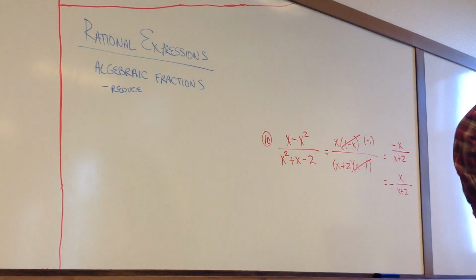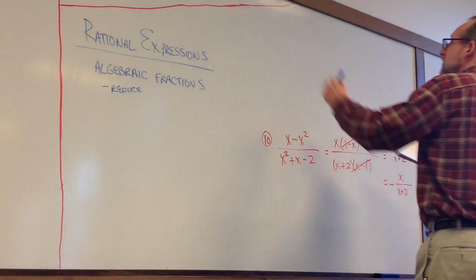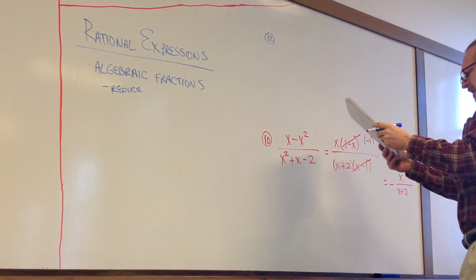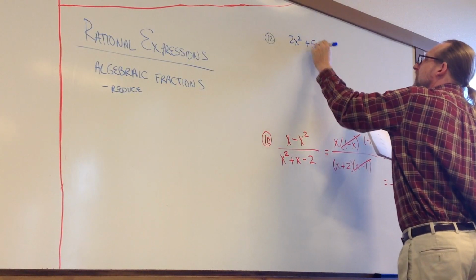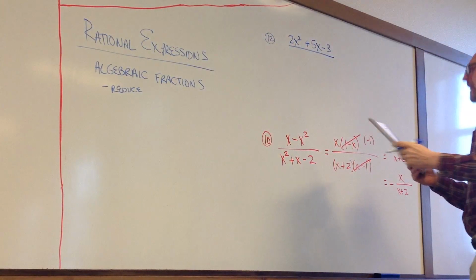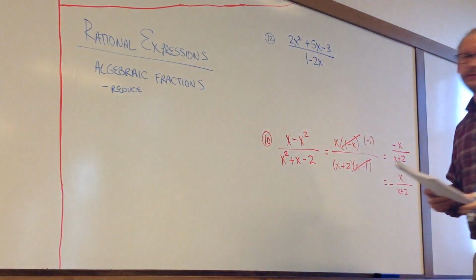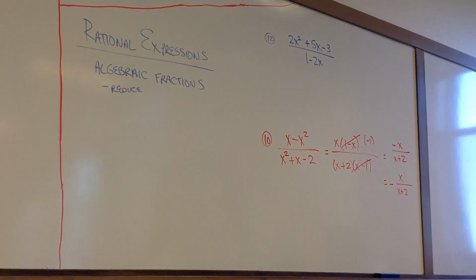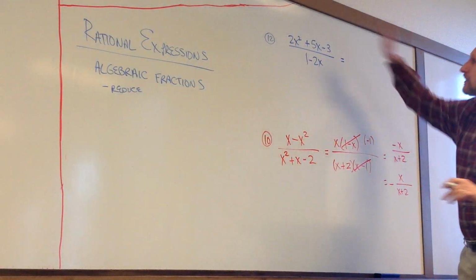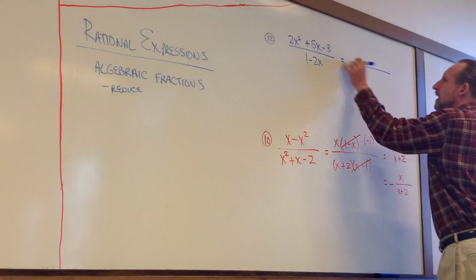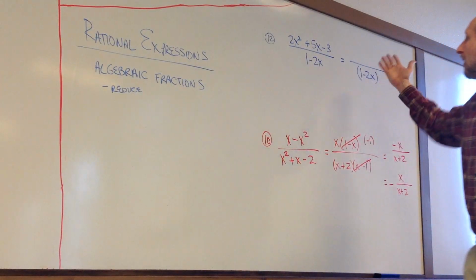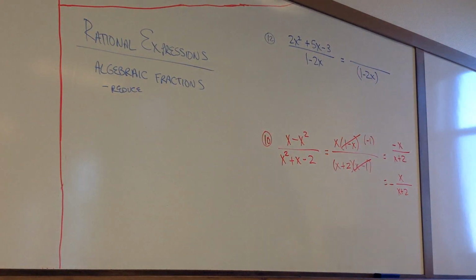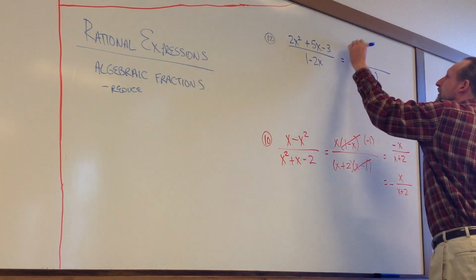Okay, let's see here. Let's look at one more of these. Problem 12. This one we've got 2x squared plus 5x minus 3, and then on the bottom, 1 minus 2x. So again, we want to know what are the factors on the top, what are the factors on the bottom. On the bottom, we don't have a lot of work to do. This is prime, it can't be factored. All it can do is cancel with something else that's like it. Okay? Up on the top, the 2 and the 3 are both prime.